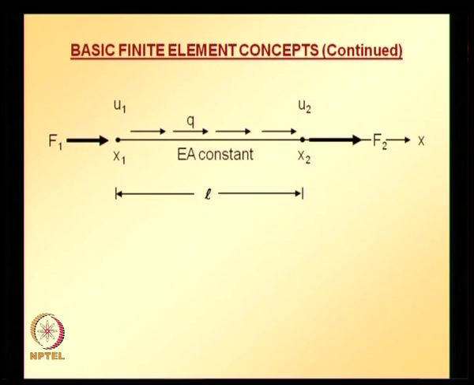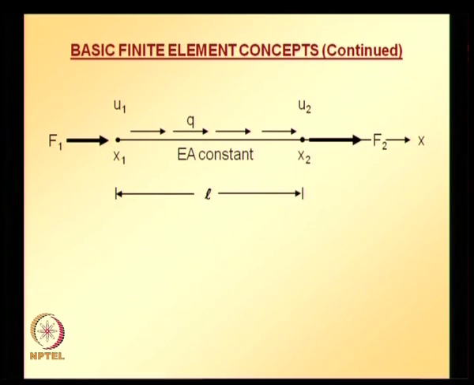So now the finite element equations can be derived either using the Galerkin method or the variational method. Here a typical element is shown, and at nodes 1 and 2 point forces f1 and f2 are shown. Please see the sign convention: the forces are positive in the direction in which x is positive. The nodal coordinate of node 1 is x1, that of node 2 is x2, q is the distributed load acting, and EA is constant. The degree of freedom associated with node 1 is u1, with node 2 is u2, and the length of this typical element is l.